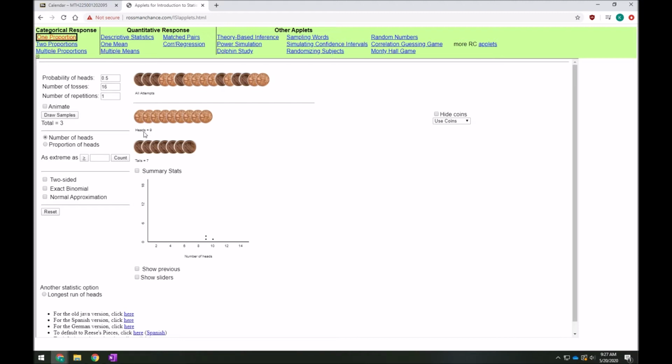Notice here, after I clicked, I got 9 heads and 7 tails. I'll do it again. Oh, 9 heads and 7 tails again. Now 8 and 8. Now 8 and 8 again. And you can notice that every time I click this button, I'm getting a new result. Oh, wow, look at this one. 13 heads and only 3 tails.